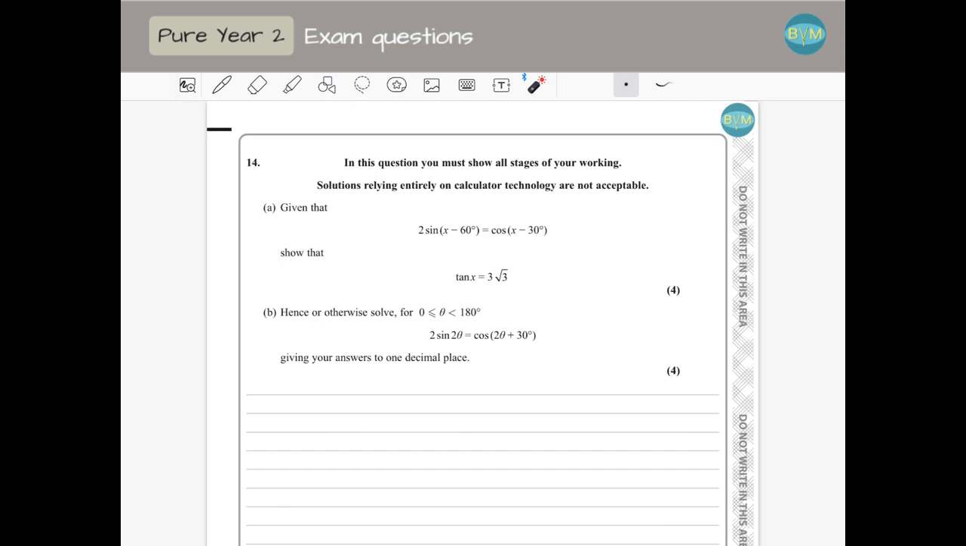Hello, this is question 14 on your June 2022 paper 1 from Edexcel. You have this function here, and you have to show that tan x is 3 root 3.